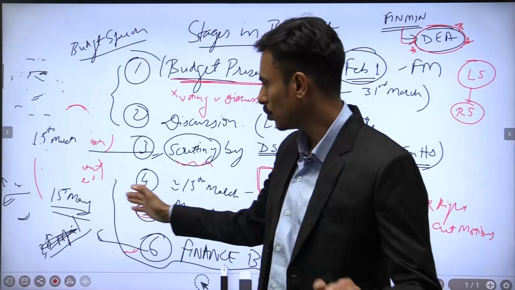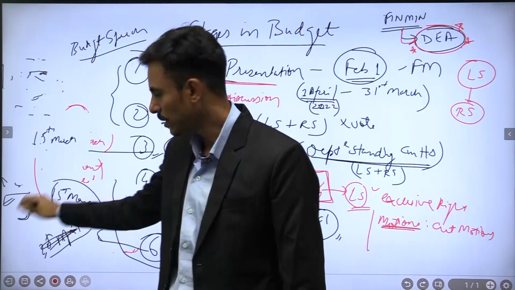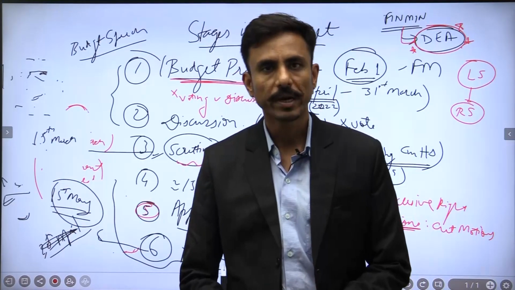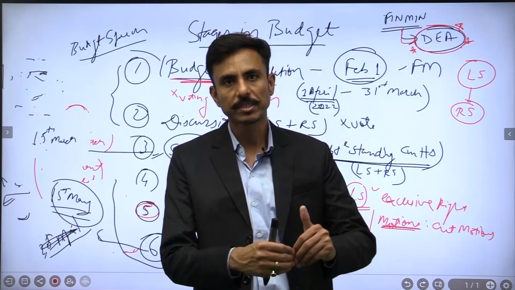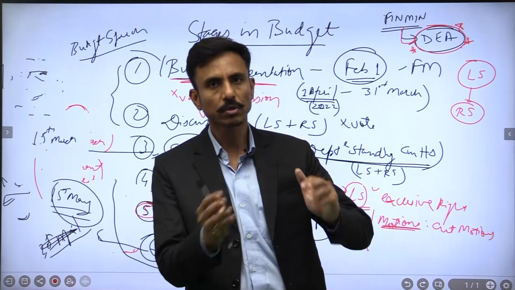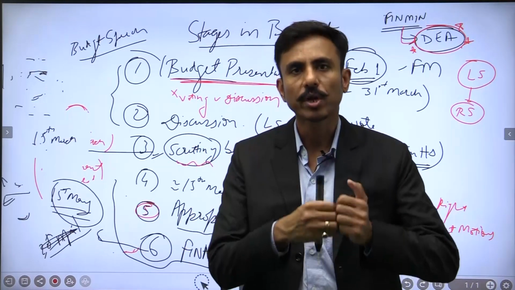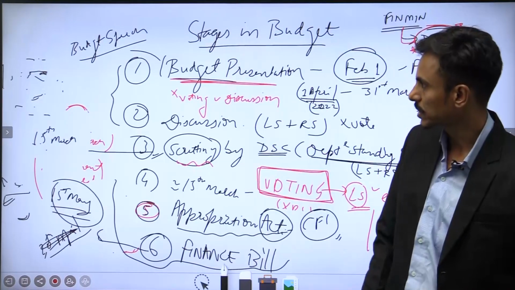So in order to meet the demands for the 1.5 months, the vote on account is made, where an advance allocation of the budget, that means 2 months out of the total budget, is made for the government to run its operations. That is called the vote on account, right? So these are the 6 stages, right?